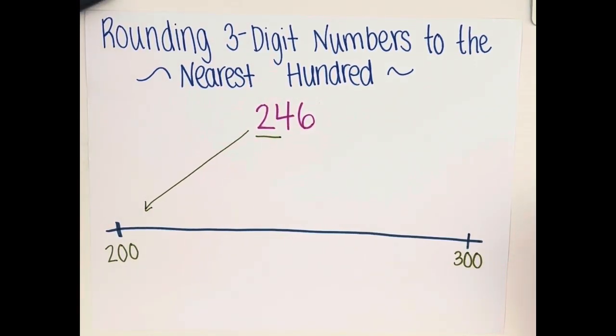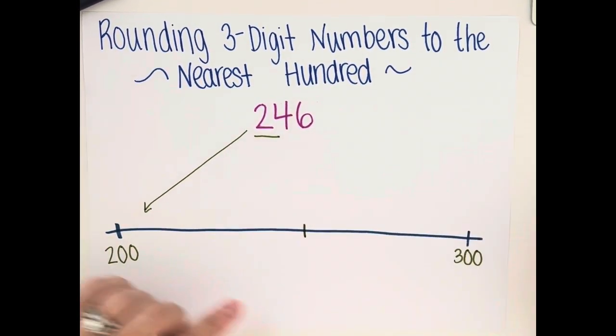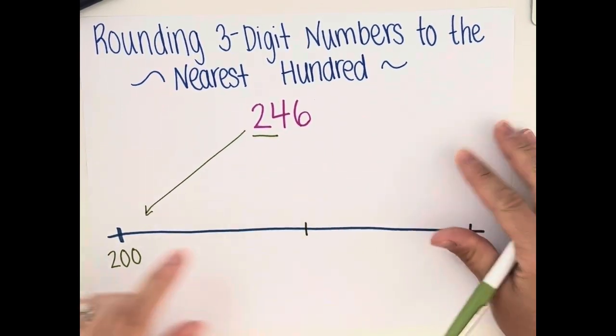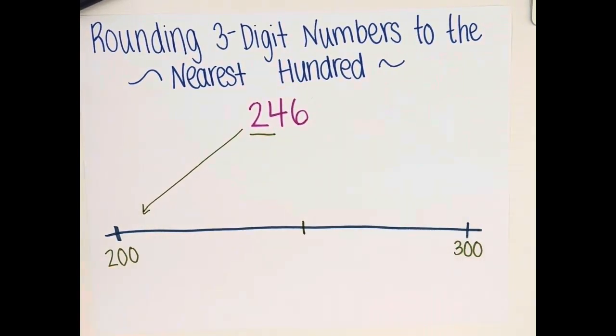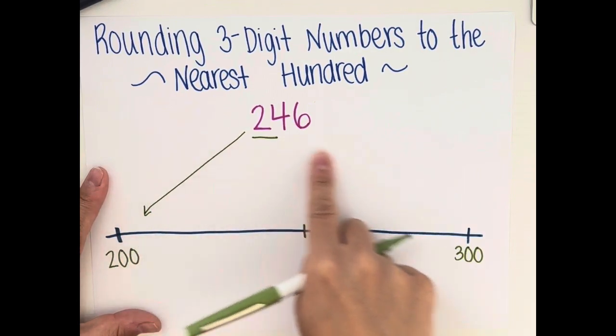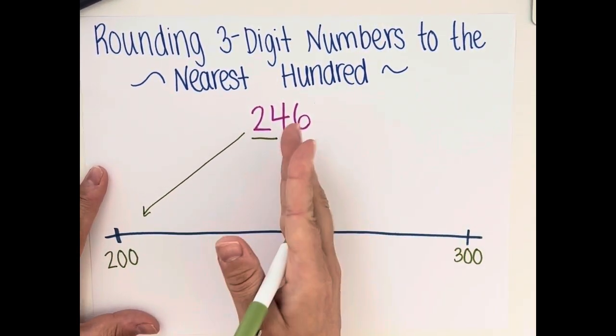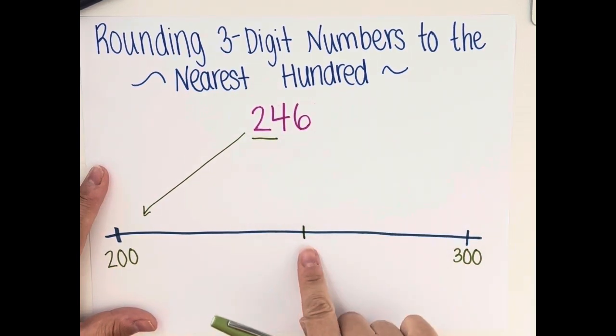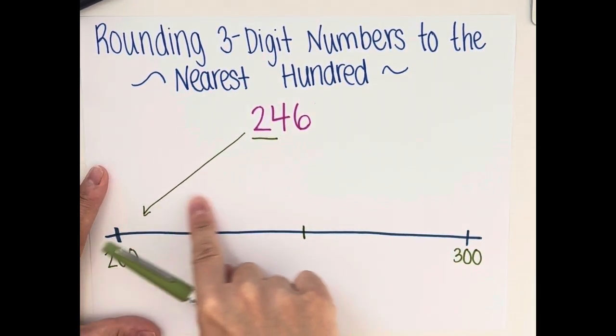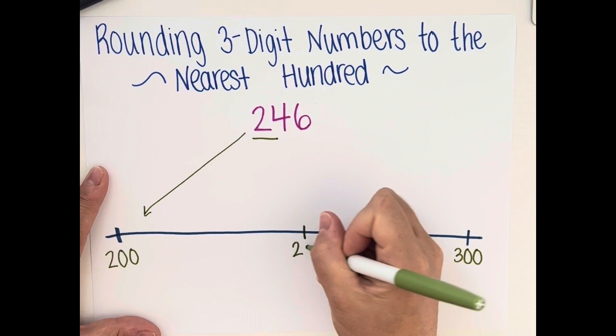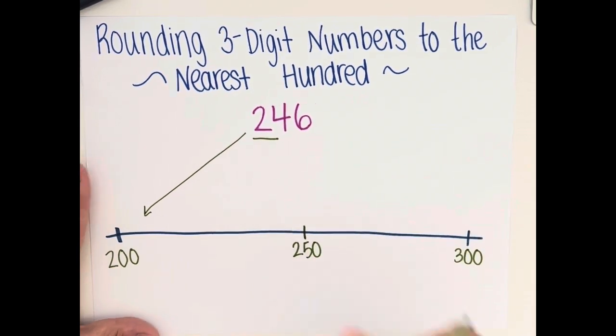Next, I want to label the midpoint. The midpoint is that halfway, that number right in the middle between 200 and 300. So since this big jump was worth 100, half of 100 is 50. That means we're going to add 50 to 200. So 250 is going to be our midpoint.